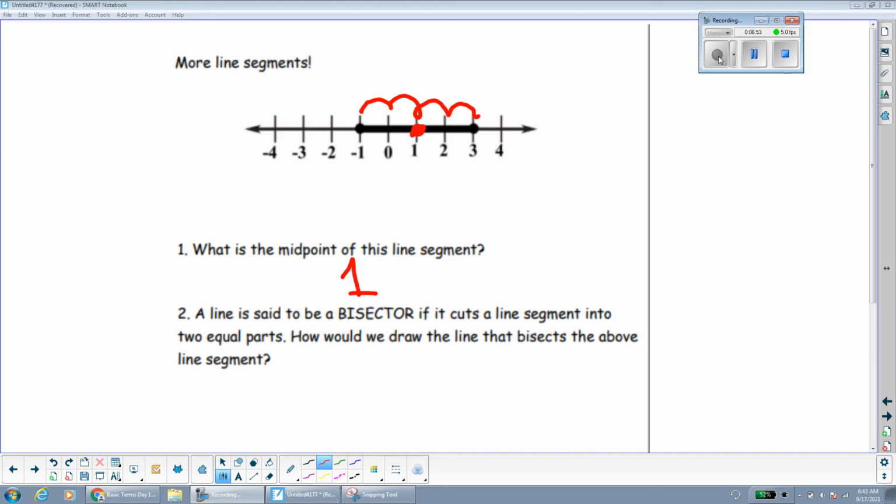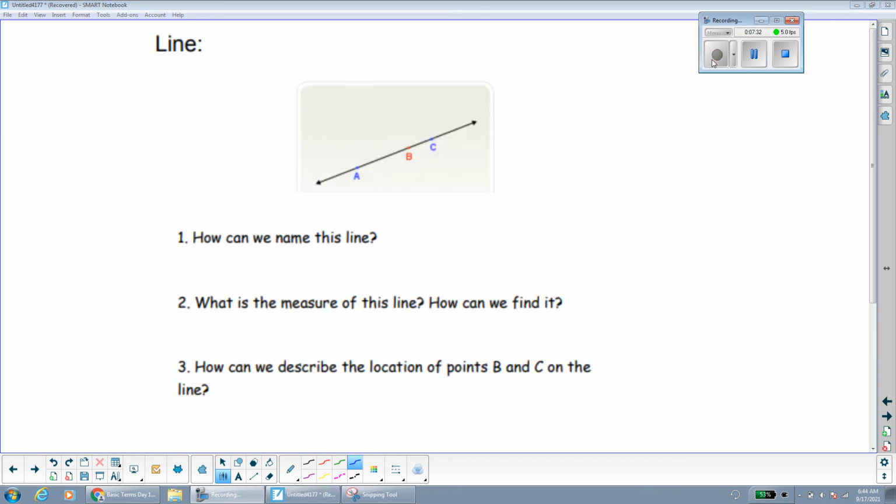The next question tells us that a bisector cuts a line segment into 2 equal parts. How would we draw the line that bisects the above line segment? Well, it's pretty simple. Since it's a line that cuts this line segment exactly in half, it's going to pass through the midpoint, which is 1. So all I need to do is draw a line that goes through the midpoint. And there we have the bisector of this line segment. It's a line that cuts the line segment exactly in half because it passes through the midpoint of that line segment. How can we name this line?